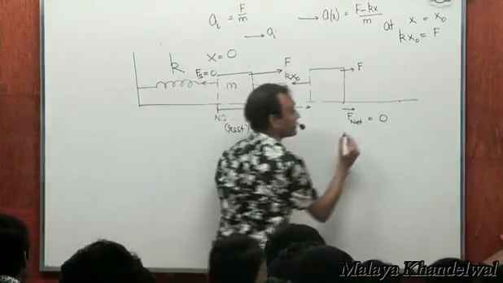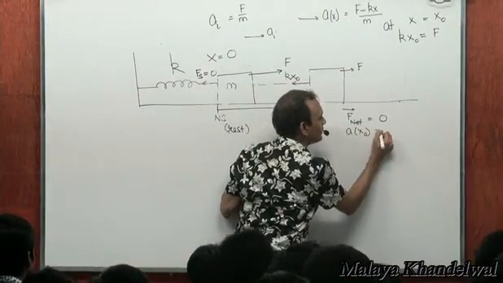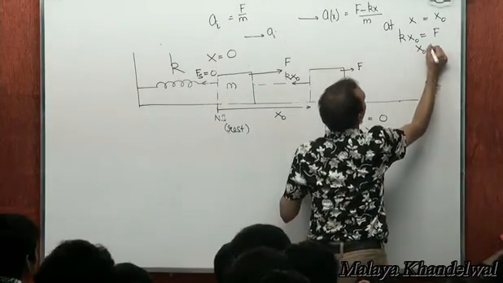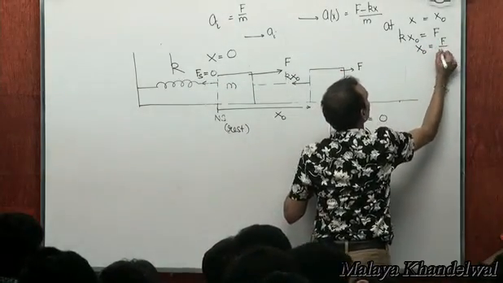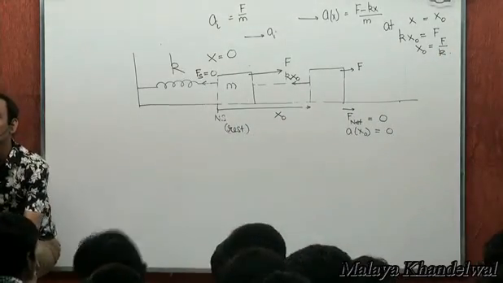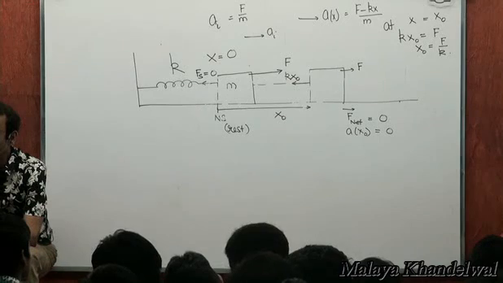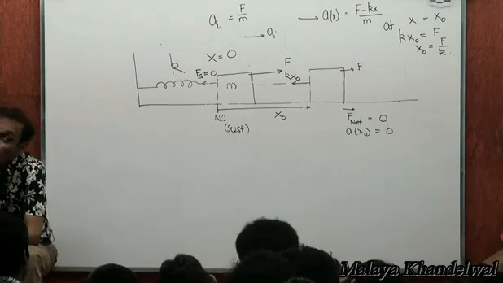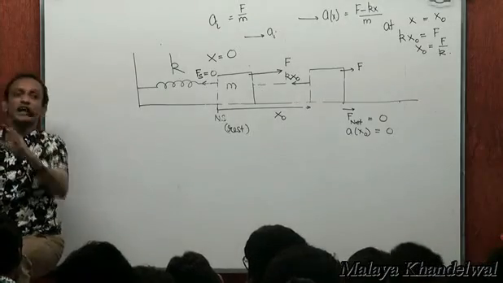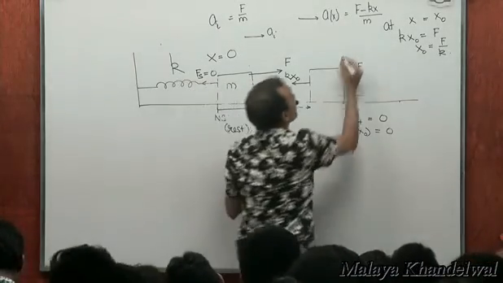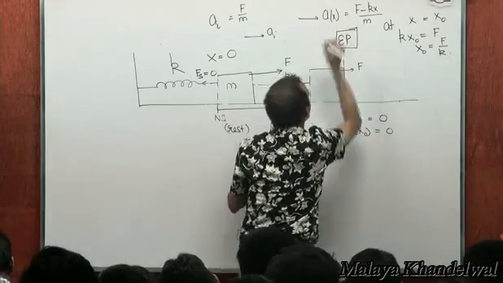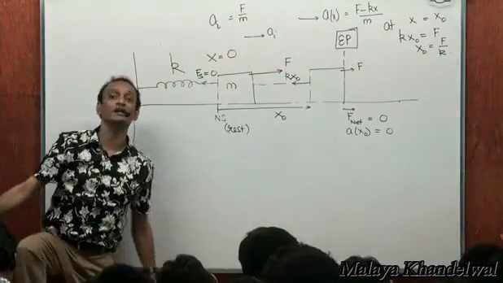Acceleration will be 0 at this point, right? Acceleration at x equal to x naught will be 0. And what is this x naught when the acceleration becomes 0? x naught equal to f by k. At x naught equal to f by k, the acceleration becomes 0. Does it make sense? That means the body comes to a state of equilibrium at x equal to x naught. So this is an equilibrium position, EP, where the spring force exactly balances the externally applied force.